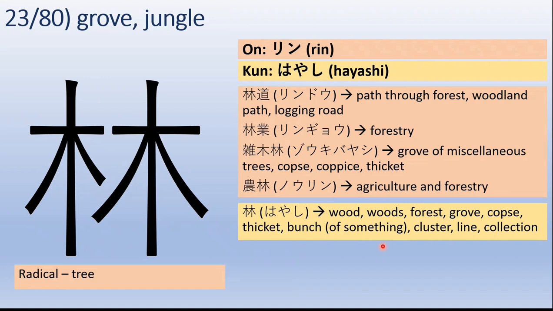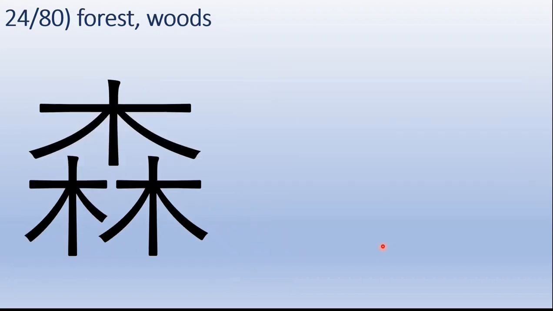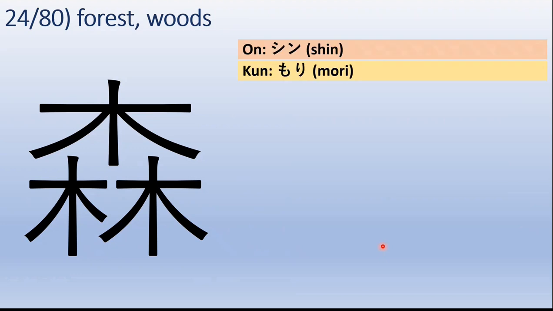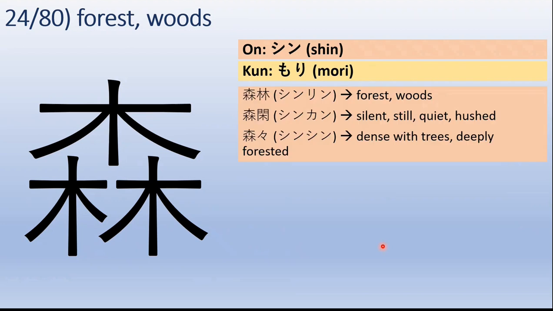So the radical is the tree radical, and for the stroke order, first we draw the first tree, then we draw the second tree. So this means there will be 8 strokes involved in this kanji. The next is for forest or woods. So the last one was jungle or a thick bush, and this one is for forest. So we can see there are 3 tree radicals. In On'yomi we call it shin, in Kun'yomi we call it mori.